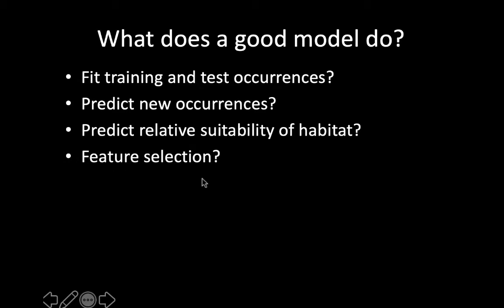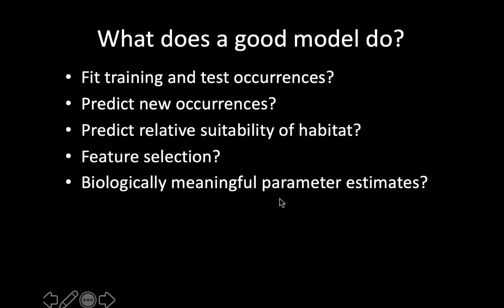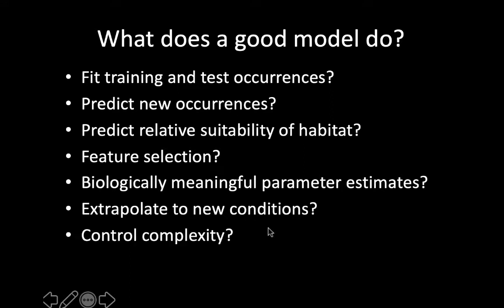Is feature selection important for our question? Do we actually want to know which predictors are most relevant to our species? Do we want to get biologically meaningful parameter estimates for the species' responses to those environmental gradients? Do we want to extrapolate to new conditions? Do we want to control model complexity so that we're keeping things as simple as we can and observing scientific parsimony? All of these are things that in some conditions you might want or need out of a model for a given application.